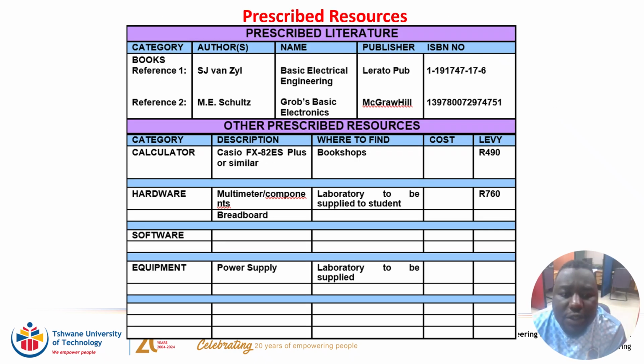For the prescribed resources for this course, we have the reference book by S.J. Van Zyl, which is Basic Electrical Engineering, and also Grob's Basic Electronics by M.E. Schultz. Other prescribed resources: you'll need a calculator, a Casio FX-82ES Plus, and on the hardware side, we will need a multimeter and components which will be issued to the students in the lab. Also, there'll be a power supply supplied to you in the lab to use for this course.